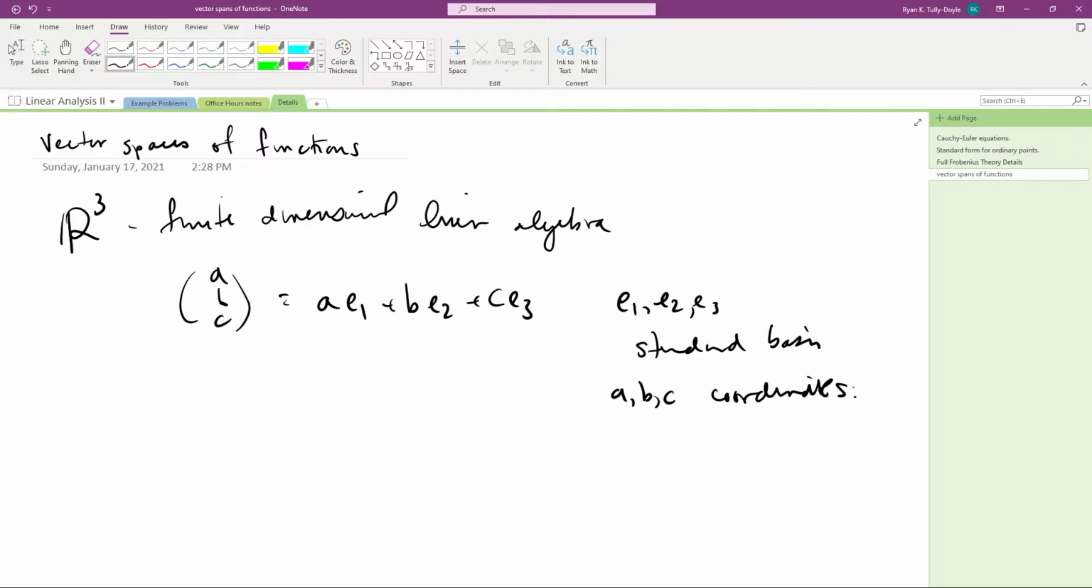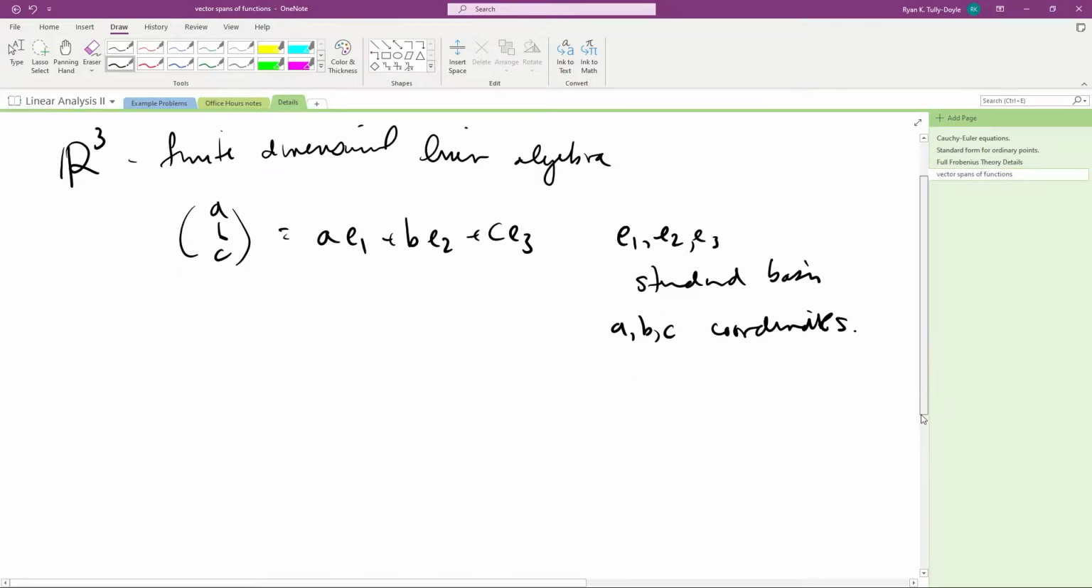Now, inside R3, we could find smaller spaces of vectors that live inside. What do I mean by that? Well, in three-dimensional space, you have lines and you have planes, and those are both considered to be linear spaces. What I mean by that is, if I take linear combinations of any vectors that live in a line, I stay inside the line. And if I take linear combinations of any two vectors that live inside of a plane, I stay inside the plane. So what is a linear combination?